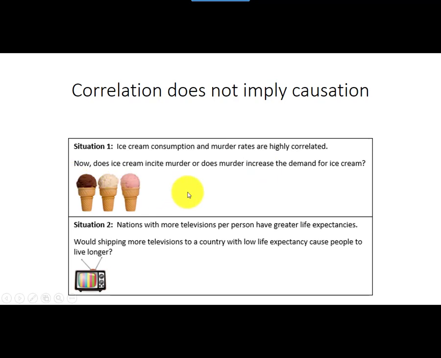Just so happens that in warm temperatures, as we all know, ice cream consumption does go up, and it's been proven that murder rates go up in warmer temperatures. So we have a variable, a third variable here, that's affecting these two, and not as though ice cream is causing murder rates to increase, nor are murder rates causing ice cream consumption to increase. This variable is called a lurking variable. It's a third variable that's causing both of the individual ones we're looking at to change.